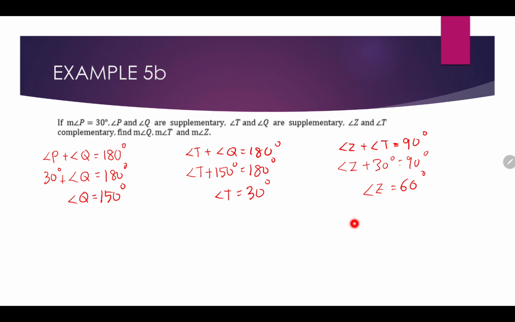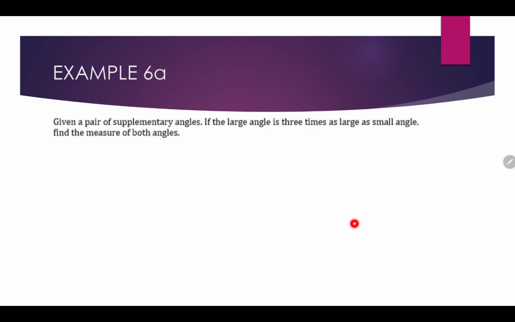Okay, and then we proceed with the next example, which is example 6A. Given a pair of supplementary angles, if the large angle is 3 times as large as the small angle, find the measure of both angles.